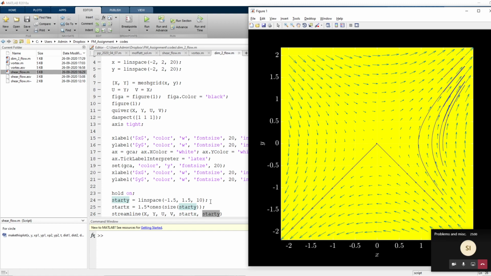All the y points are distributed from minus 1.5 to 1.5. If you look at this line, it's starting from here, and in steps of 0.15, it's going towards 1.5, and all the x points are 1.5 times 1. So all the starting points have x equal to 1.5, and the y values are incrementing. If you start off at a point over here, this point is x equal to 1.5 and y equal to minus 1.5.